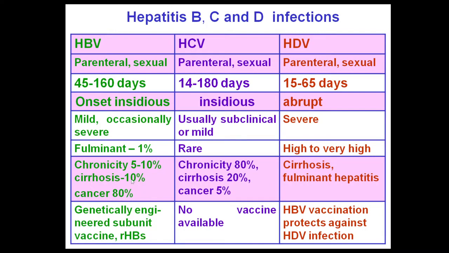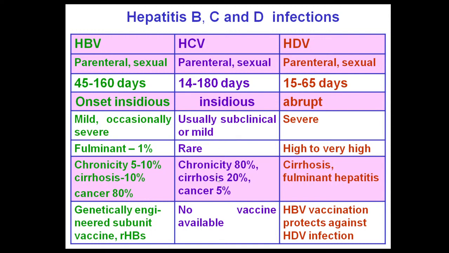Hepatitis B usually causes acute disease with chronization of the process in 5 to 10% of the cases. Out of those, in 10%, cirrhosis will be produced. And in 80% of those who develop cirrhosis, cancer is produced, because it is oncogenic. So it is believed that hepatitis B is a true oncogenic virus.